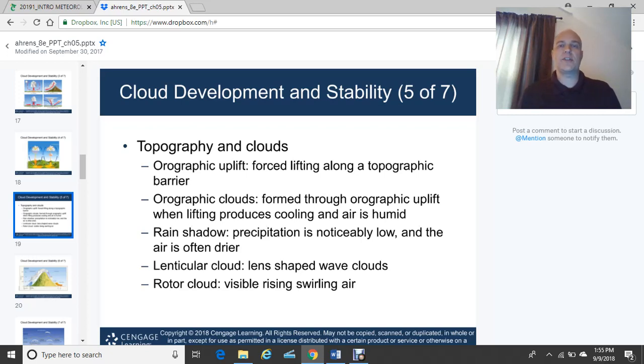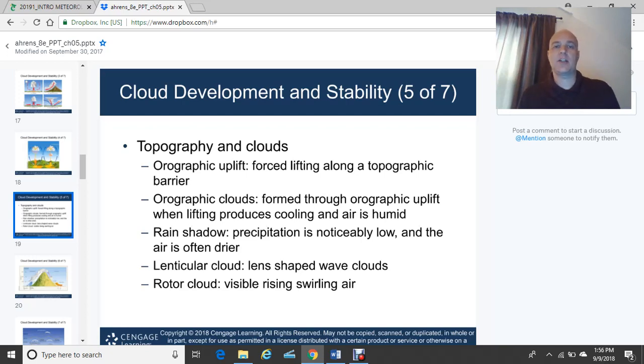There's something known as a rain shadow, and this is usually on the leeward side of the mountain, where precip is noticeably lower and the air is often drier. And why is that? Because as air comes down from the top of the mountain down the leeward side, it generally tends to compress and warm. So really there's no surprise there. We already talked about that with the adiabatic process. As air sinks, it compresses, it warms, and that's what happens on the leeward side of mountains. And we call that a rain shadow effect.